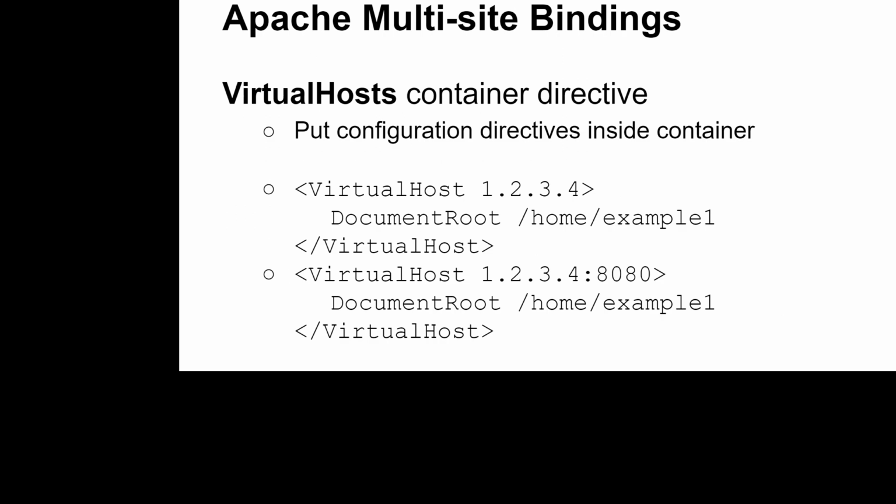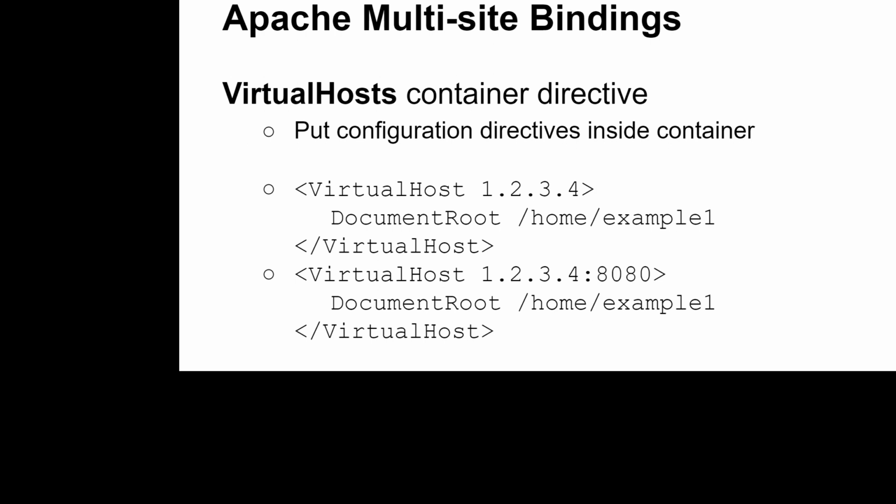In Apache, we have to use a container, and the specific container we're going to be using is called the VirtualHost container. What you do there is you put your configuration directives inside of the different containers. So here's an example for different ports on one particular server. I'm going to create a VirtualHost container, bind it to IP address 1.2.3.4, and the document root, or the content for this particular website, is in the home directory in example1.